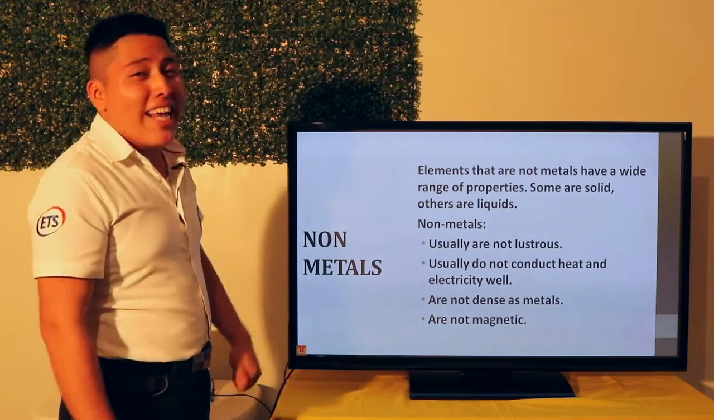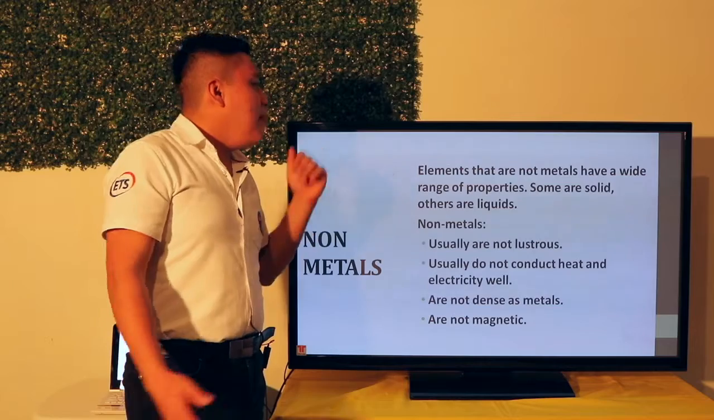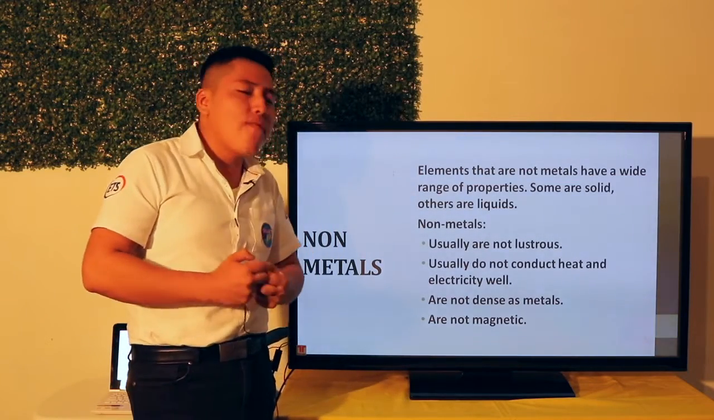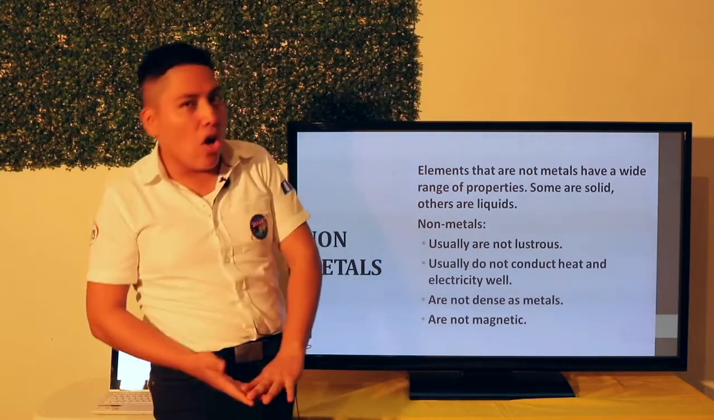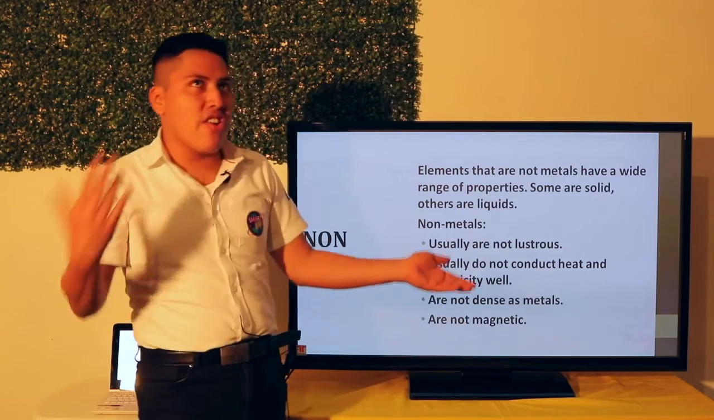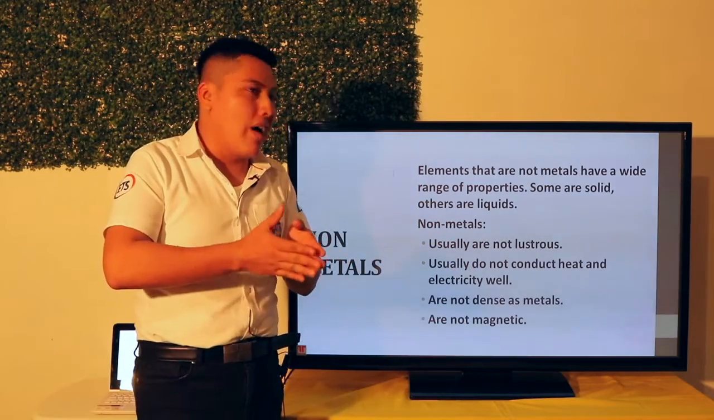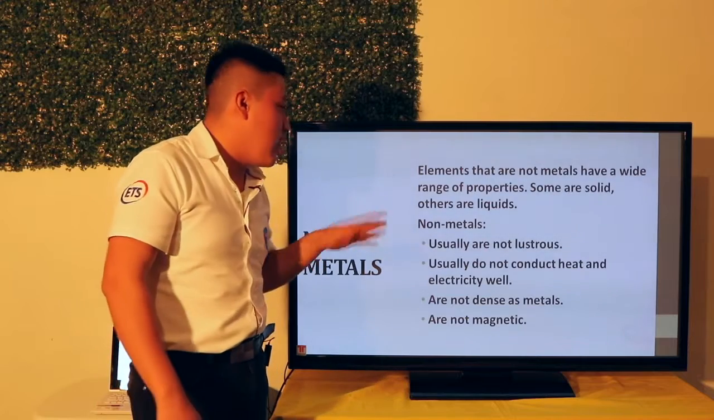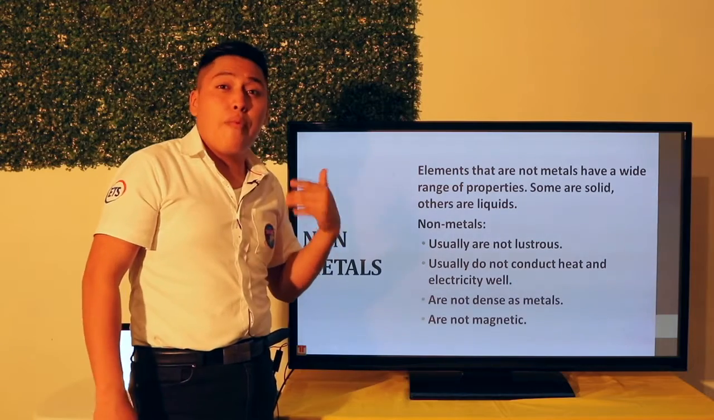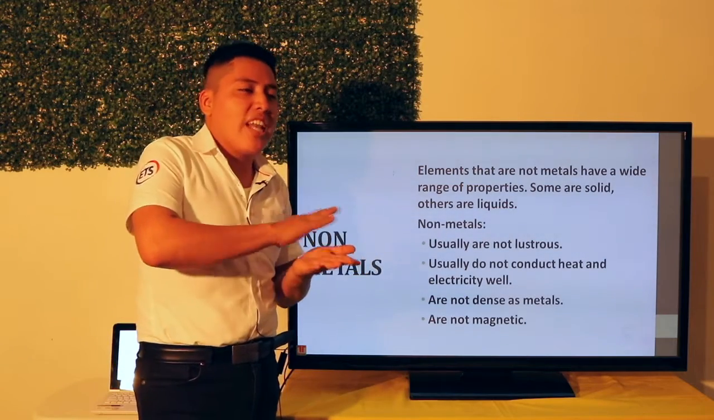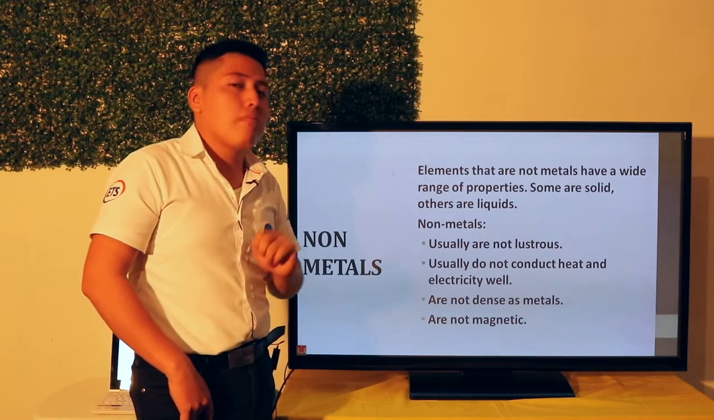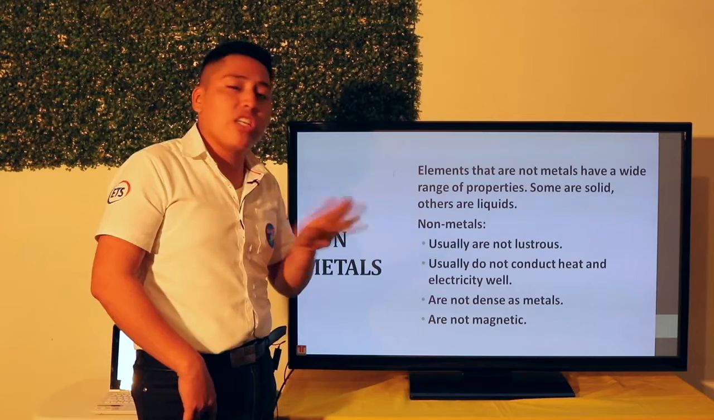Now, what is a non-metal? Elements that are not metals have a wide range of properties. Some are solid, others are liquids, or maybe they are in the middle, but here we have the properties. Non-metals usually are not lustrous. As I told you before, metals can shine, but a non-metal doesn't shine.